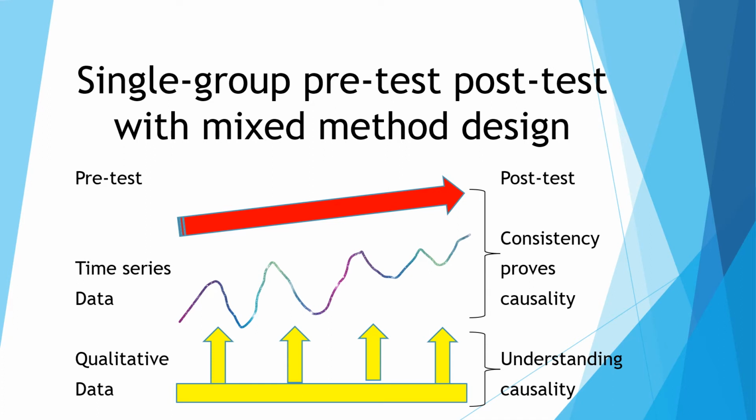Here is an illustration of a quasi-experimental mixed method design. Time series data are used in addition to pre-test and post-test measures. Let's take an example of a study on employees' motivation. The pre-test and post-test will measure the employees' motivation to work, while time series data could be measuring punctuality of employees' attendance. The assumption here is a motivated employee will be punctual to his or her workplace.